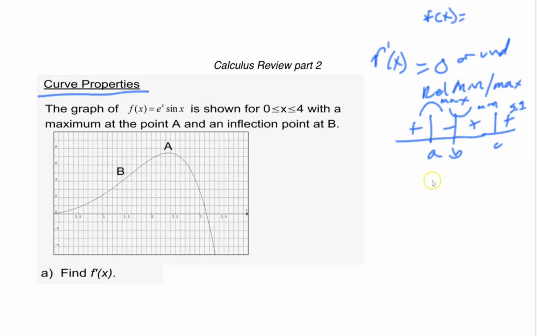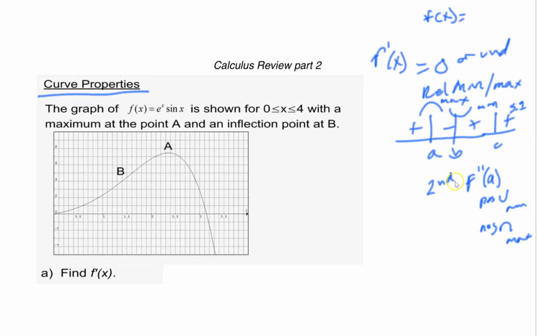The other way to do it is with the second derivative test. We talked about that in the last video. That's where you plug something into the second derivative, and if it's positive, that means it opens up, so it's a min. If it's negative, it means it opens down, so it's a max.